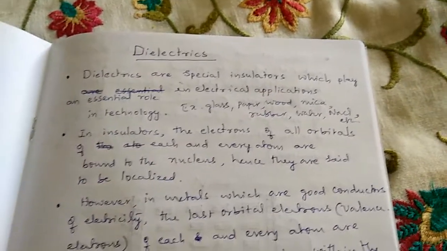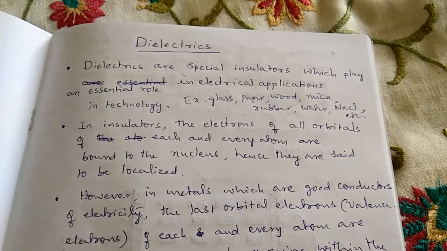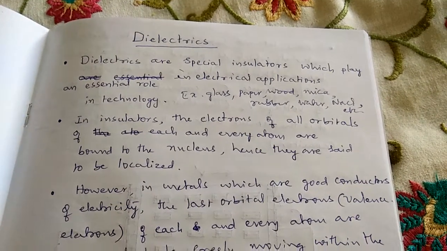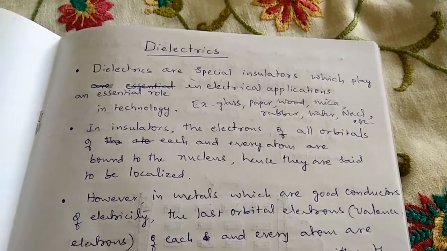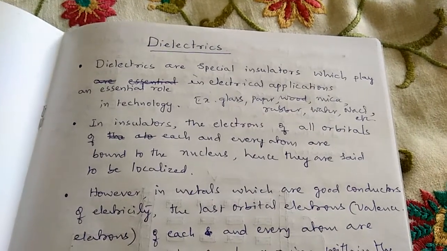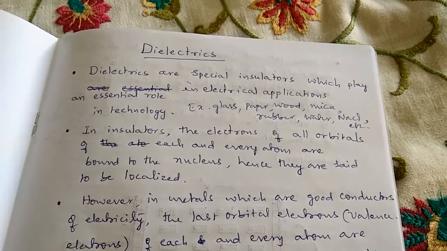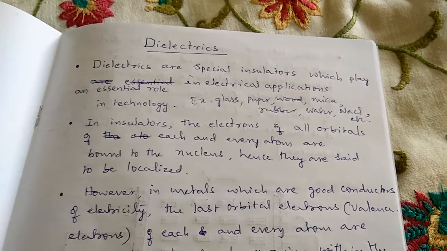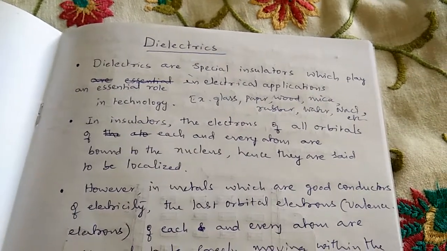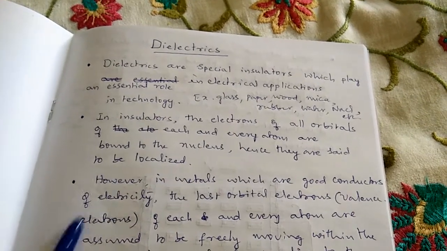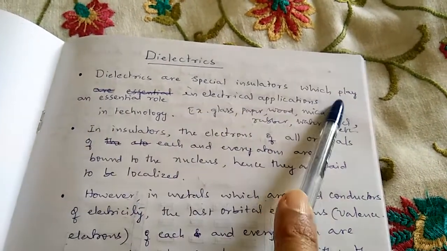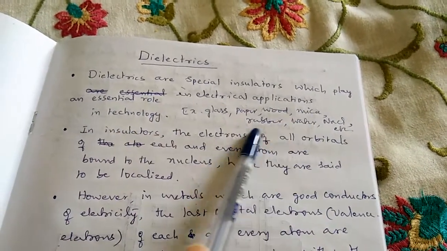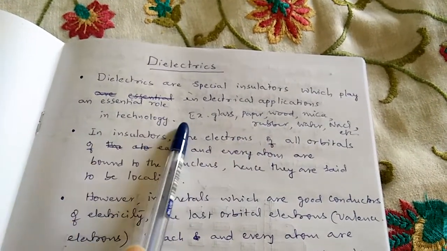Hello students. Now we are studying the second chapter of the second unit of paper 8, that is magnetic properties of matter and dielectrics. So let us study dielectrics. Dielectrics are special insulators which play an essential role in electrical applications in technology.